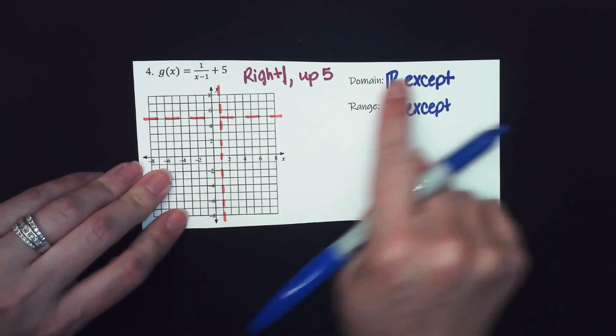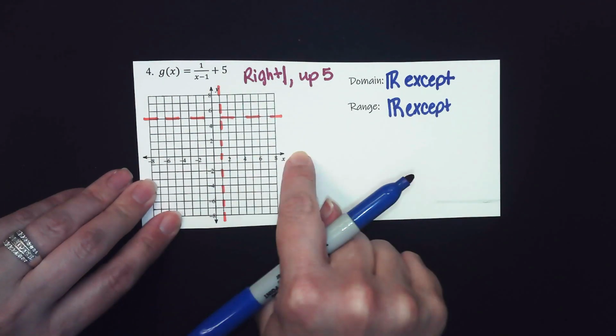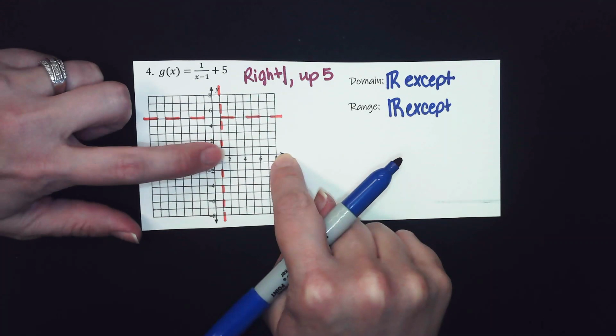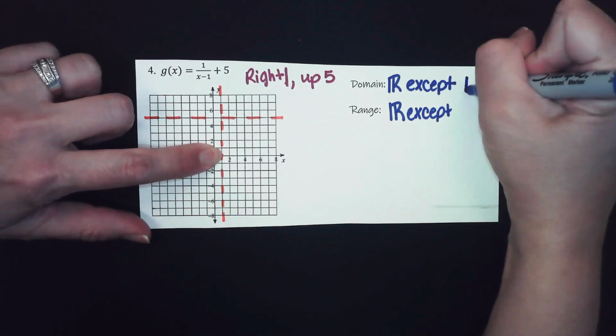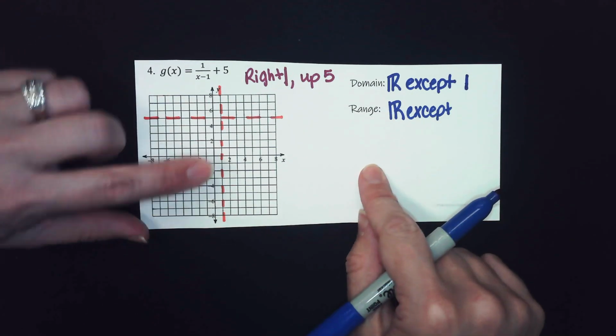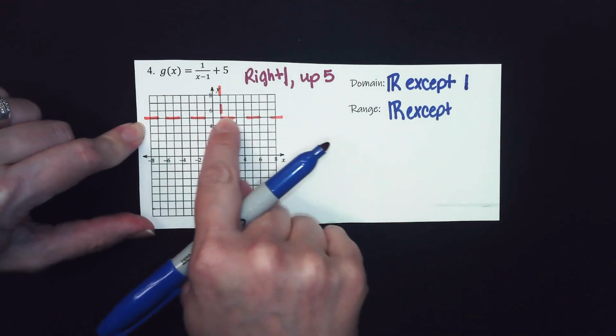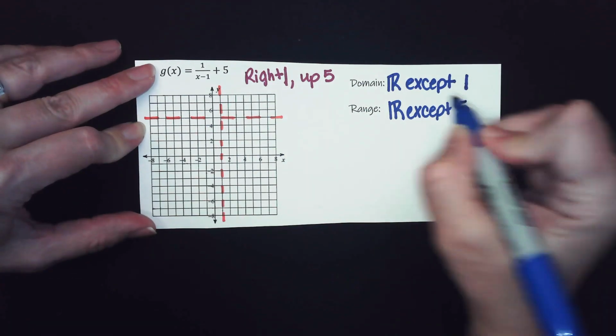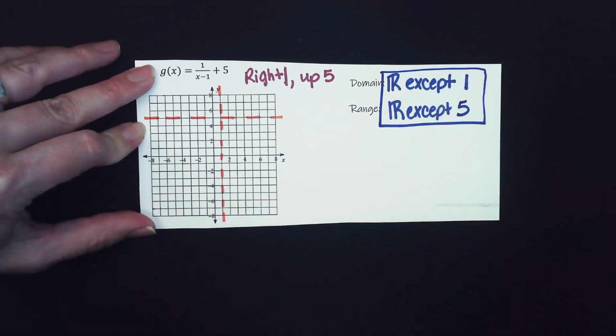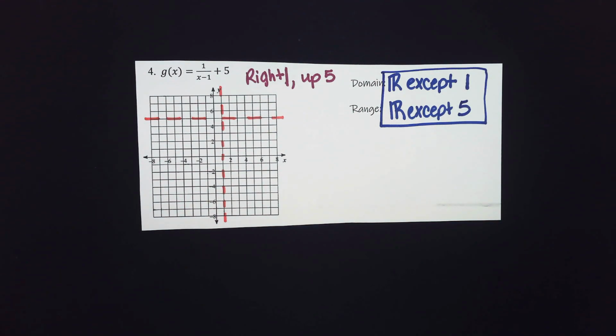Okay, so the x-axis is our domain, all of those numbers except where that orange meets, and that's at 1. Okay, the range are all the y values except where that asymptote meets up at 5. Okay, so there's my domain and range. All real numbers except 1 and all real numbers except 5. Okay, let's get our table.